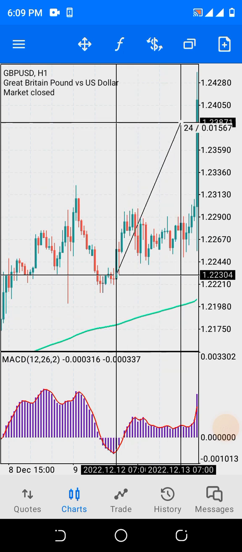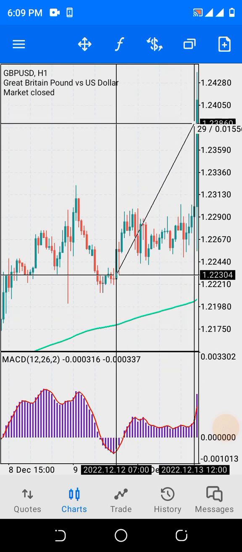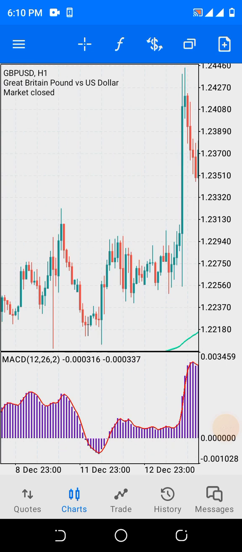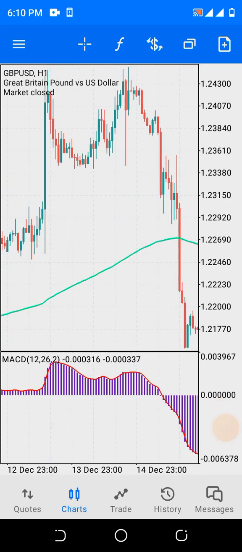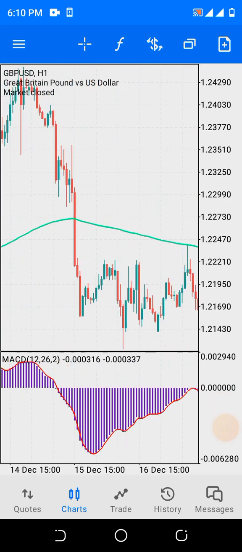So our take profits should be from 1:3 risk to reward ratio and above. Do you understand? So this is what a profitable trade looks like.